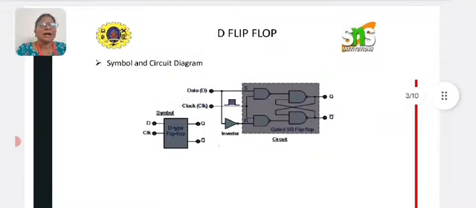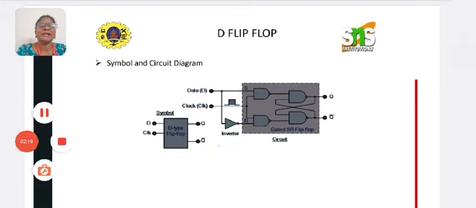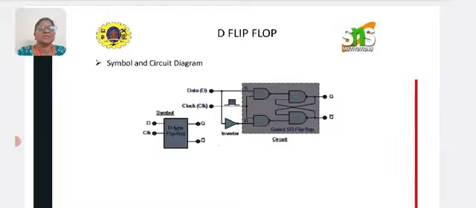So we have discussed the truth table. In this slide, we can see the symbol and circuit diagram of D flip-flop. For the symbol, we are giving two inputs, one is the clock signal and another one is the D input, and the outputs are Q and Q bar. Q and Q bar are complements of each other. If your Q is 0, then your Q bar is 1, and if your Q is 1, then your Q bar will be 0.